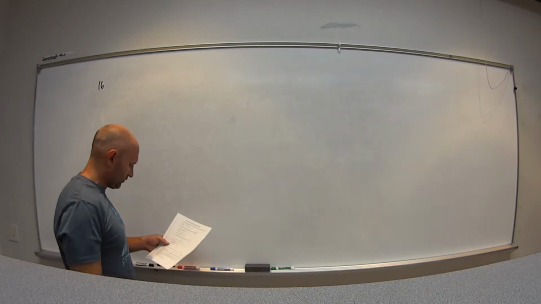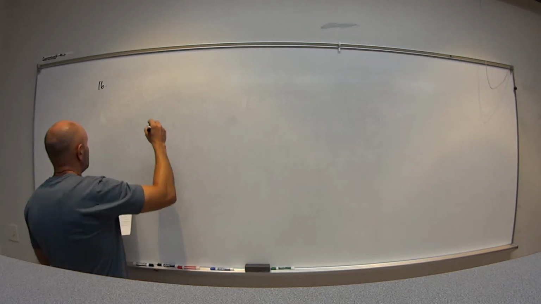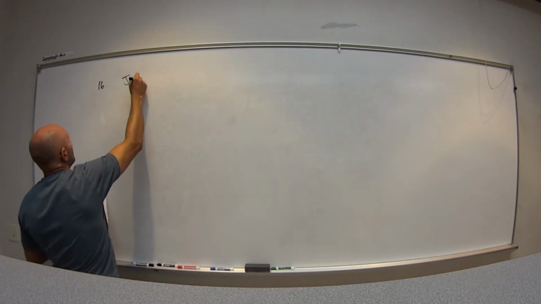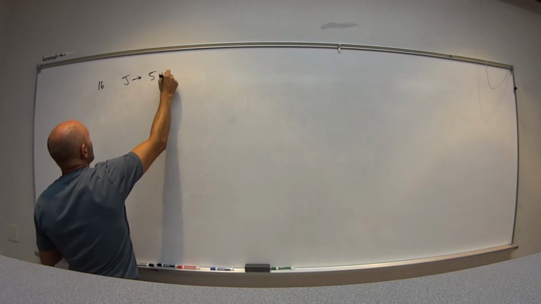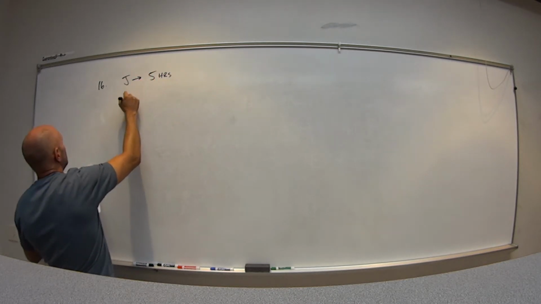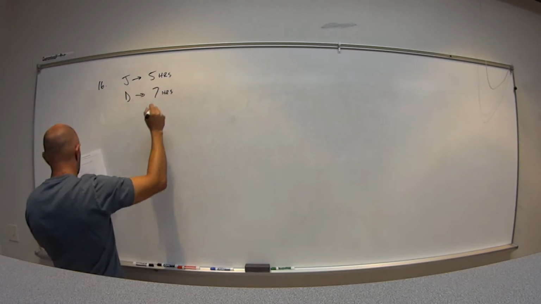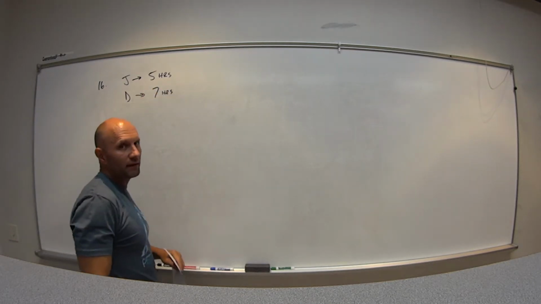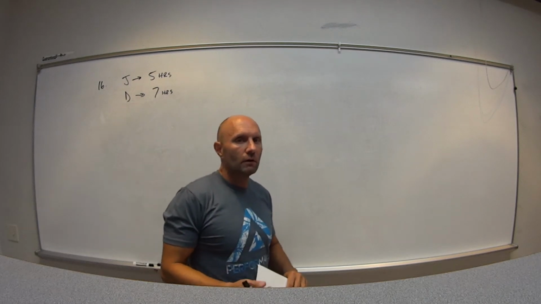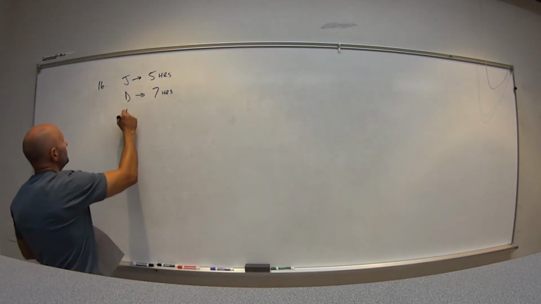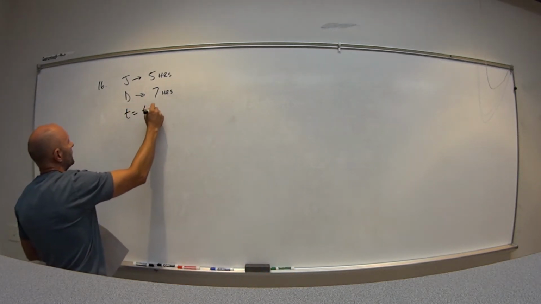Problem number 16 is one of our word problems. It says Jerry can paint a room in 5 hours, and David can paint the room in 7 hours. How long would it take them to paint the room together? So, T is our time together.